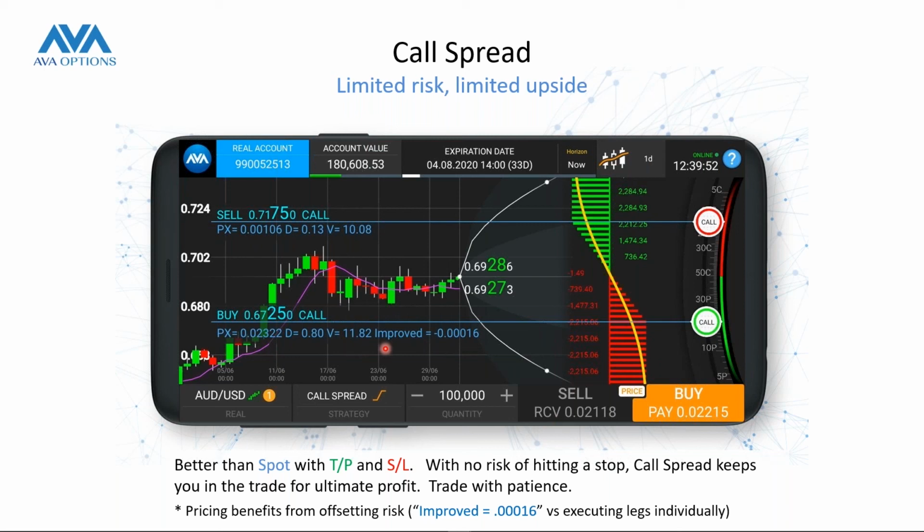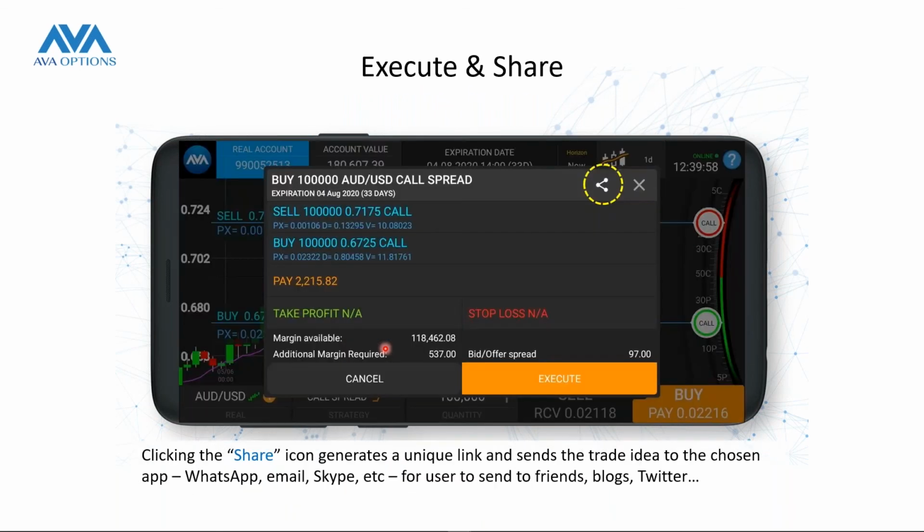I don't know of any other options trading platforms out there that can do that for you. It's very handy, powerful, and clear. So now I'm going to click that buy button. I get the trade confirmation screen ready to execute. It tells me what I'm doing.